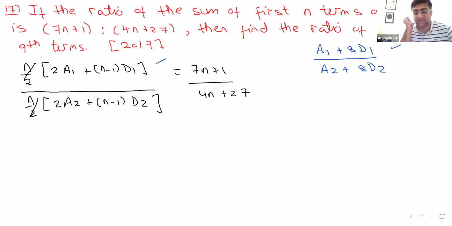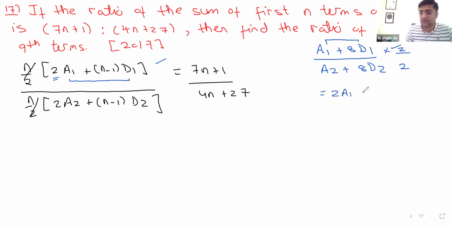तो यहां से यहां कैसे जाए? Do not cross multiply. ठीक है, बहुत ज्यादा वेरिएबल्स हैं. तो इसमें देखो ट्रिक क्या है. You have to compare the expression. यहां पे यू हैव 2a1 प्लस n माइनस 1 d1 और यहां पे आपके पास है a1 प्लस 8d1. तो a1 का कोएफिशिएंट क्या है? 2. यहां पे 1. तो हम क्या करेंगे? न्यूमरेटर डिनोमिनेटर को 2 से मल्टीप्लाई करें. ठीक है, तो क्या आ जाएगा? 2a1 प्लस 16d1 अपॉन 2a2 प्लस 16d2.